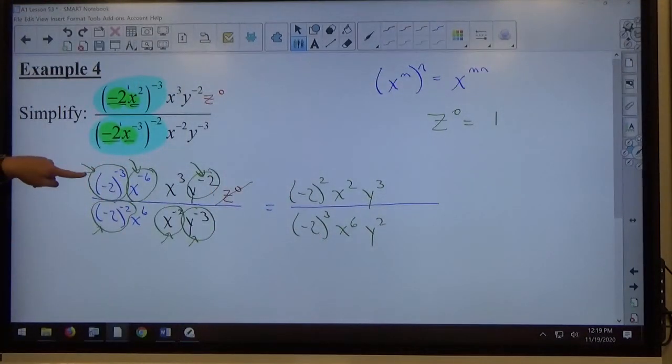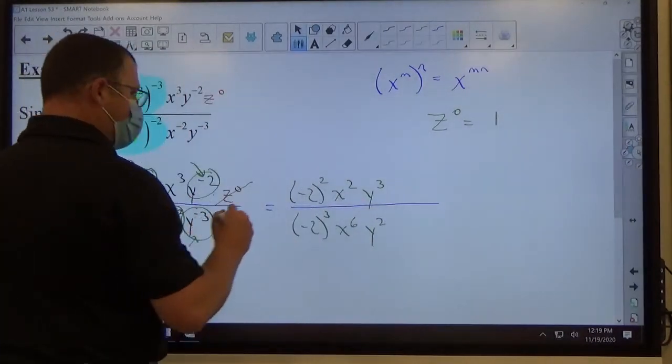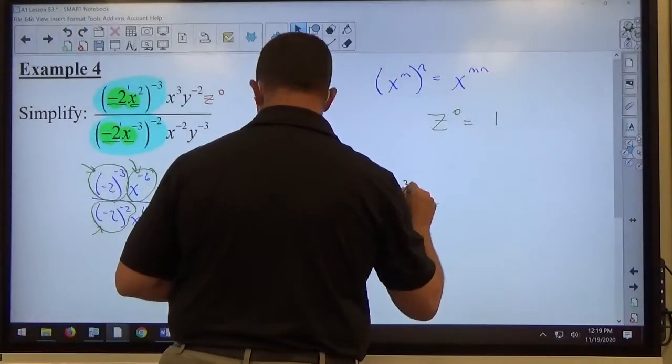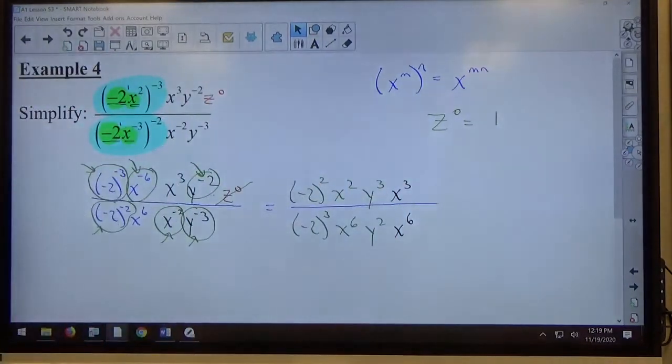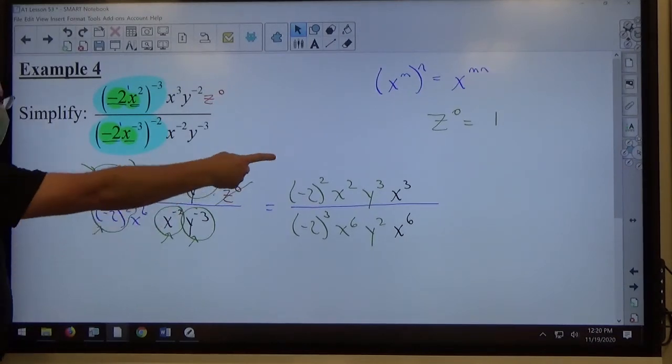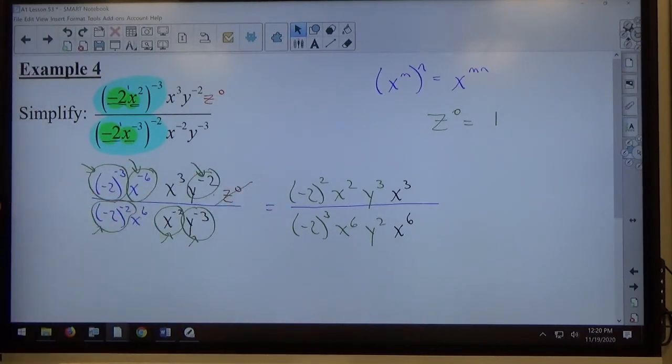Okay, these three guys moved down, became positive powers. These three guys moved up, they became positive powers. The two guys that didn't move, x to the 3rd on top and x to the 6 on the bottom, stay right where they were. Order doesn't matter. I like numbers in front personally, but everything else after that, as long as you got everything written down, you're good. So this stayed on top, x cubed on top. This stayed on bottom, x to the 6 on the bottom. Everything in green moved from top to bottom or vice versa.